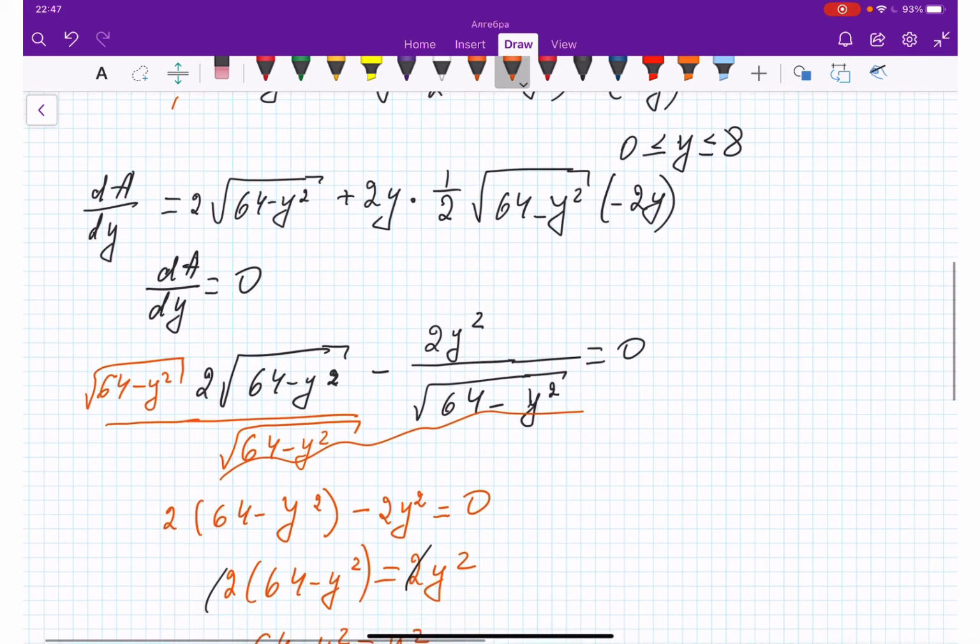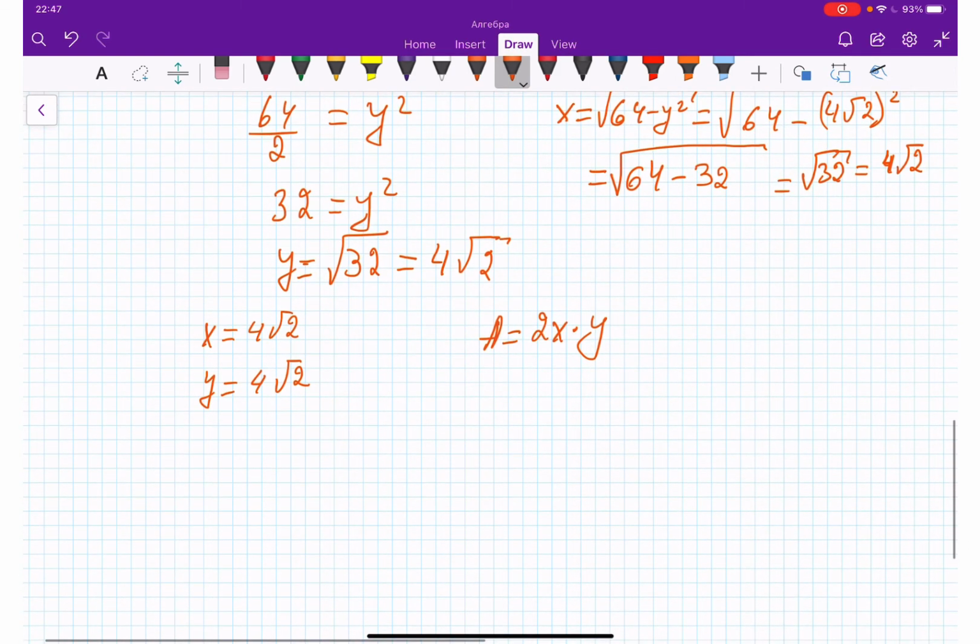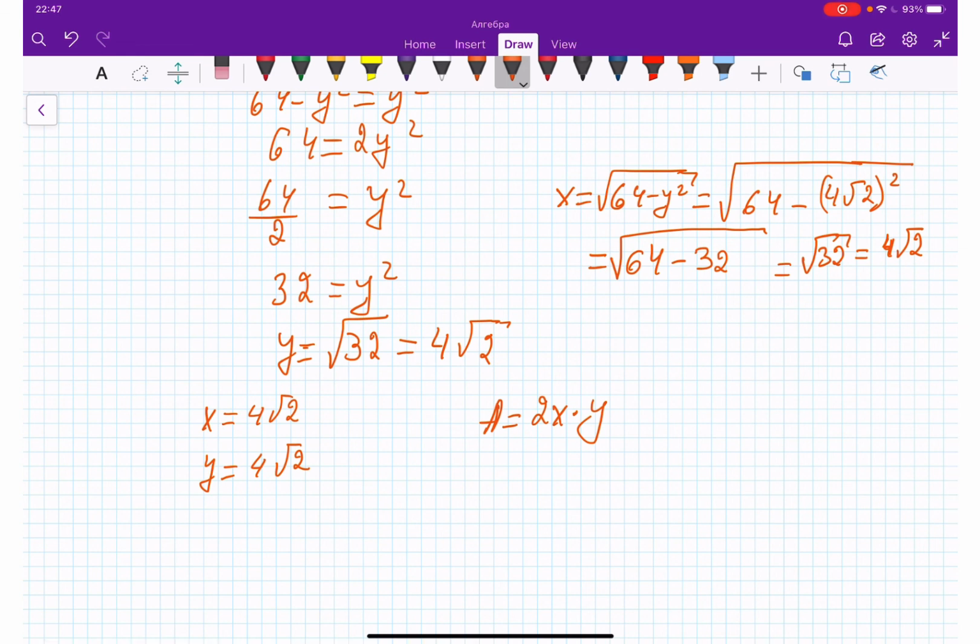Okay, so we multiply 2x times y, and we are going to get A is equal to twice times 4 square root 2 times 4 square root 2. And what's going to happen? 2 times 4 times 4 is going to be 32, and 32 times the square of square root 2, which is only 2, is going to be 64 units squared. So this is practically going to be our answer.